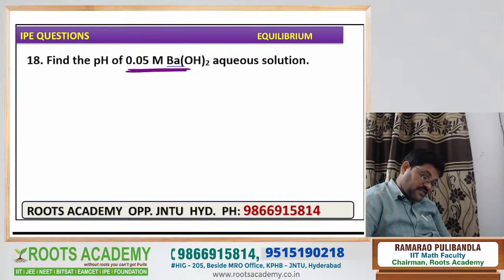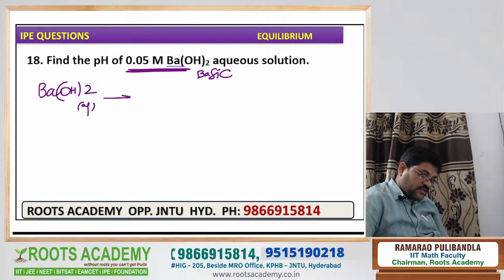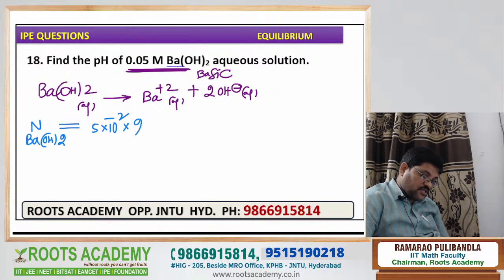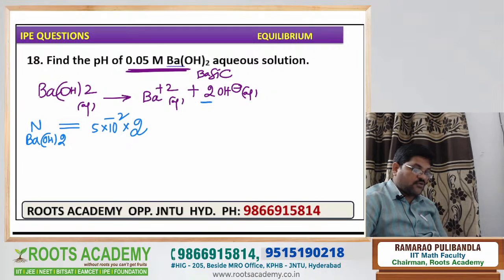Barium hydroxide. Barium is a metal. That's why this is a basic nature of the solution. Now, when barium hydroxide aqueous solution dissolves in water, you get Ba 2 plus aqueous plus 2 moles of OH minus ion aqueous. From that you get normality of the barium hydroxide. Normality of the barium hydroxide aqueous solution is equal to molarity, given as 5 into 10 power minus 2, into number of OH minus ions, which are 2 OH minus ions.